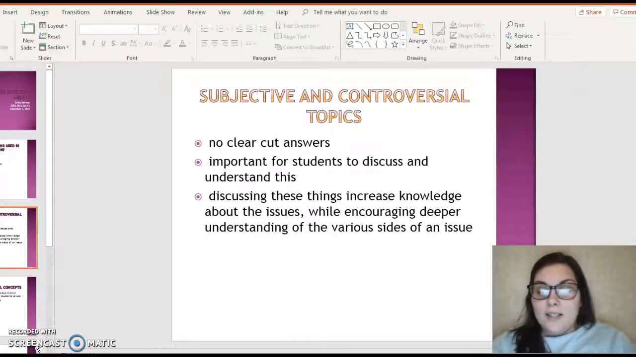And discussing these things increases knowledge about the issue while encouraging deeper understanding of the various sides of an issue, which makes sense. If you don't know something about the subject that is being taught, then ask questions and you will get a deeper understanding.